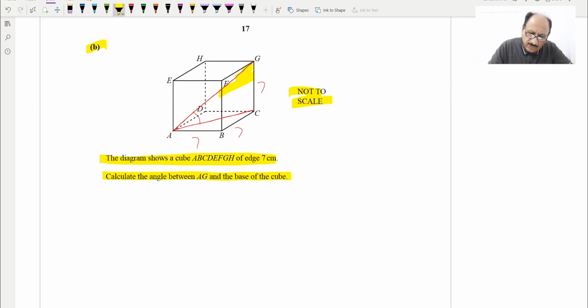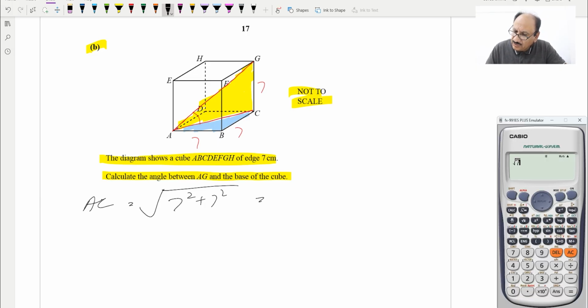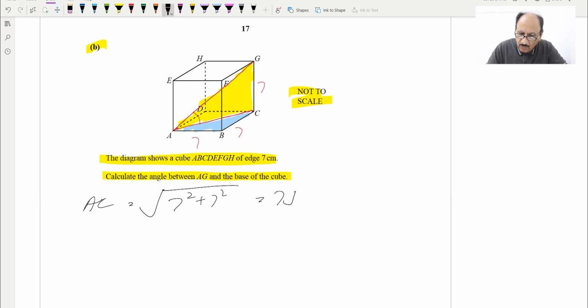We will be considering this triangle, but before that, we have to consider this other, smaller triangle, in which we will be finding AC. So we can apply Pythagoras theorem. AC is equal to the square root of 7 squared plus 7 squared, which is equal to 7 root 2.